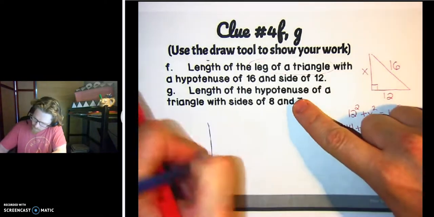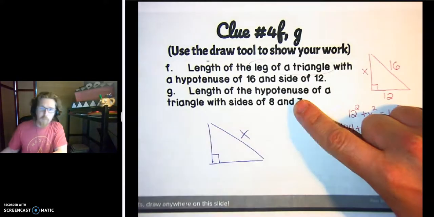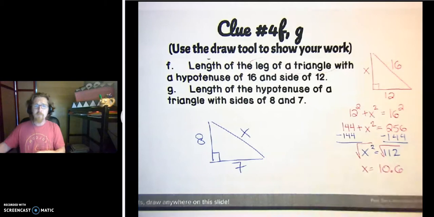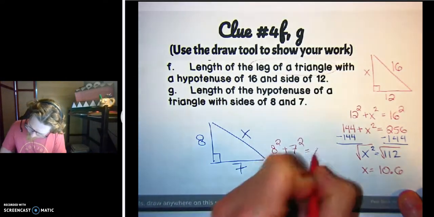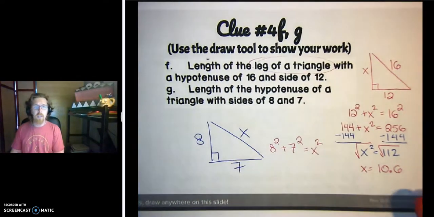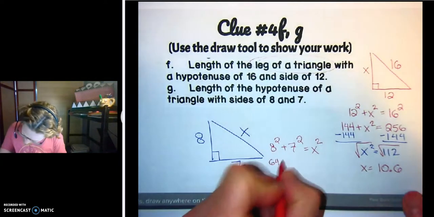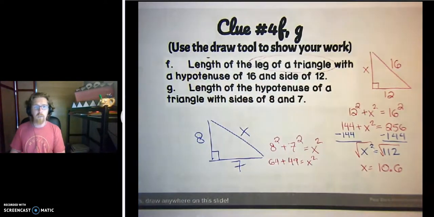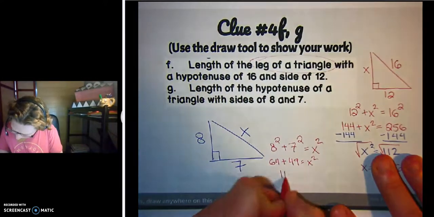And finally, G, the length of the hypotenuse of a triangle with sides 8 and 7. So we don't know the hypotenuse length. So we don't know that one. I'll put an X there. And we know the lengths are 8 and 7. I can set up my Pythagorean theorem. 8 squared plus 7 squared equals the hypotenuse squared. And I can use the exponents. 8 squared is 64, 7 squared is 49, and I don't know what x squared is. 64 plus 49 is 113.